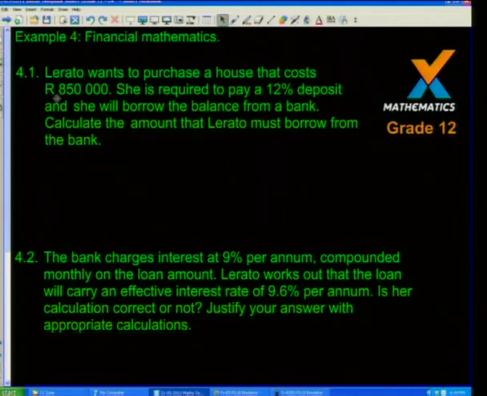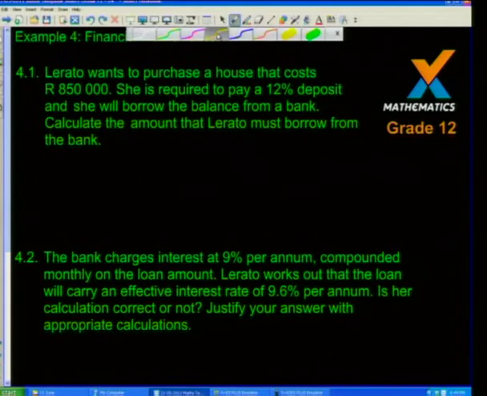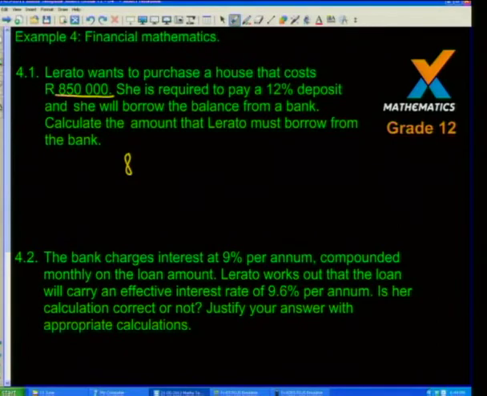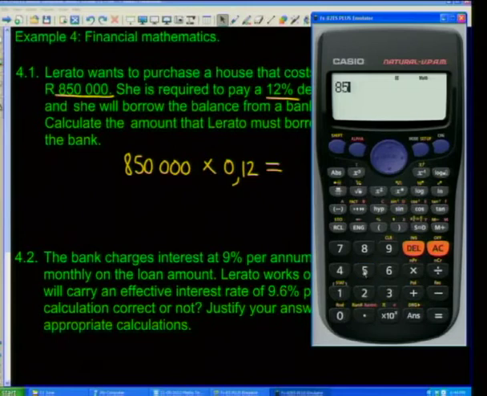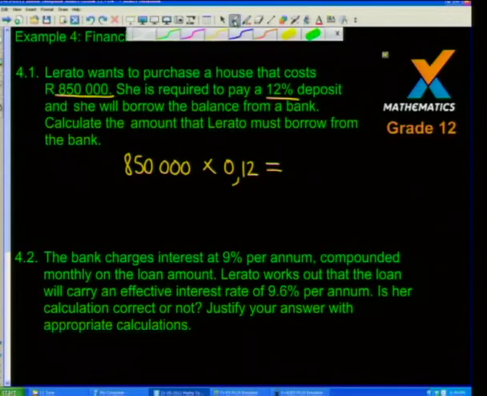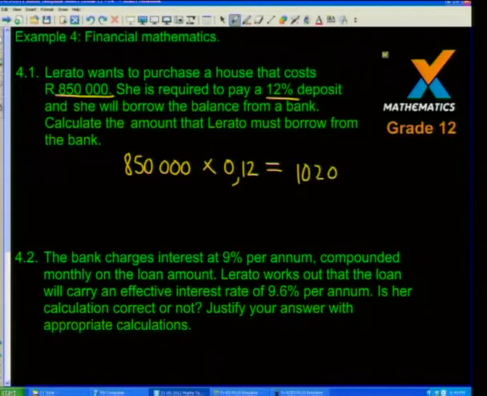So, of course, we are looking at, first of all, how much is she talking about? Well, it's definitely going to be 850,000. And she's got to put down a 12% deposit. So I'm going to multiply that by 0.12. Using my calculator, 850,000 times 0.12, and we're going to get 102,000, okay? 102,000, and the problem is that this keeps on disappearing, but that's not a problem.